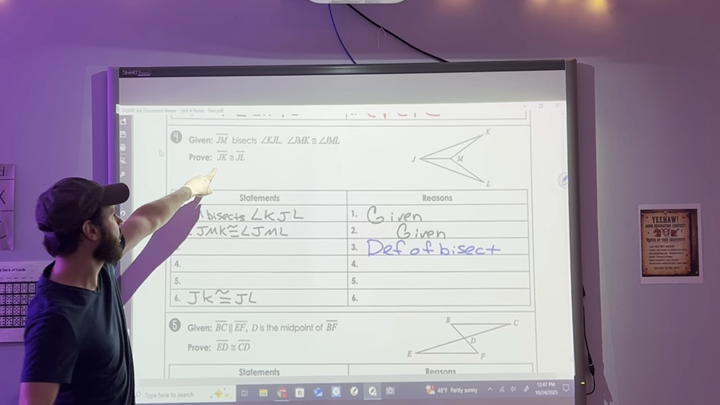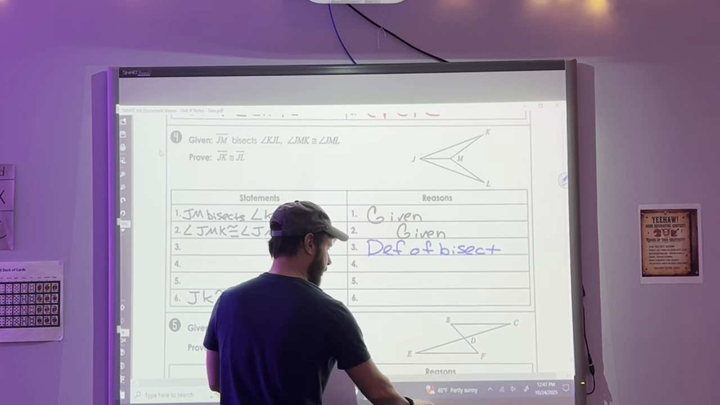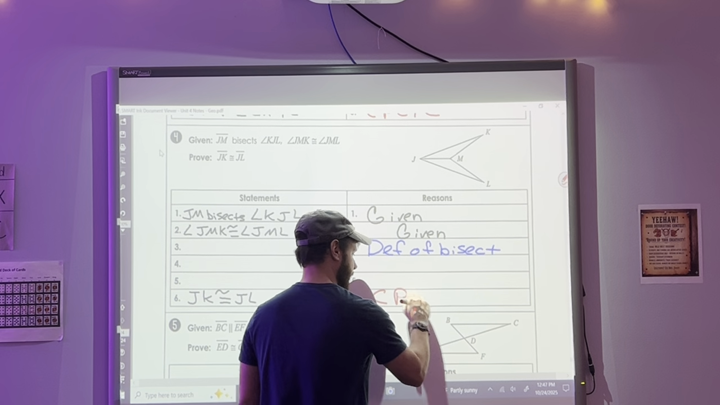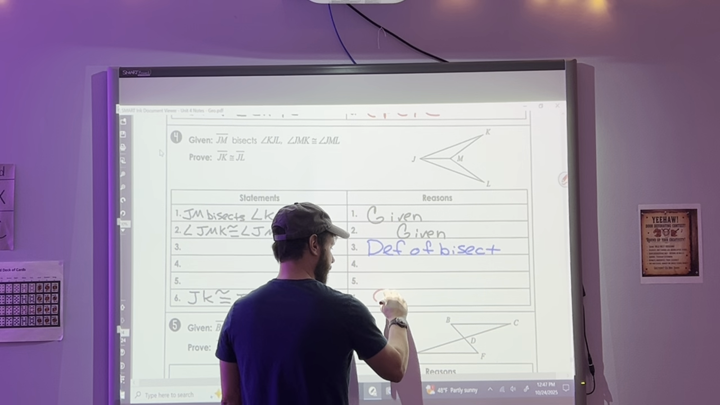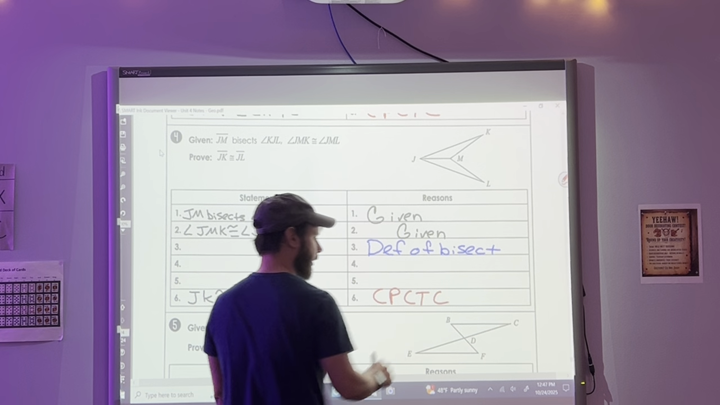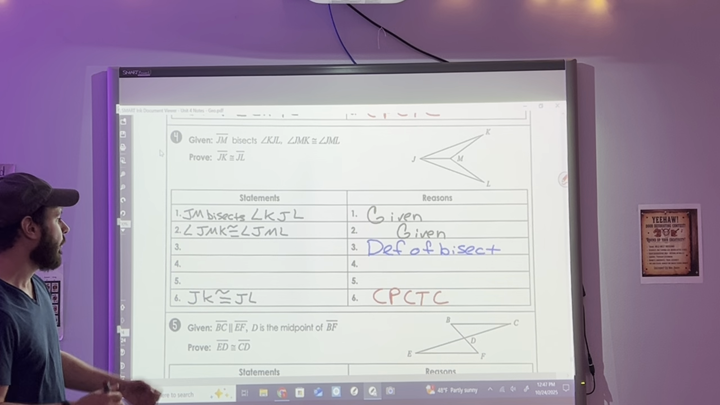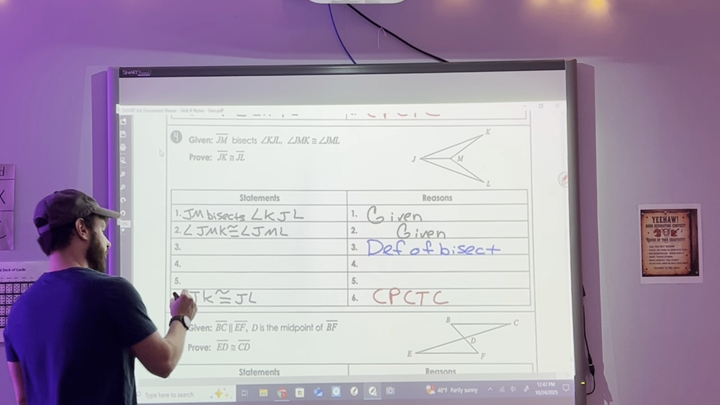All right, I'm trying to prove a part. That's a side, people. That is a side, so we're gonna use congruent parts of congruent triangles are congruent. Maybe I had it right. I got lost. Before I can say that, though, I need to say the triangles are congruent.